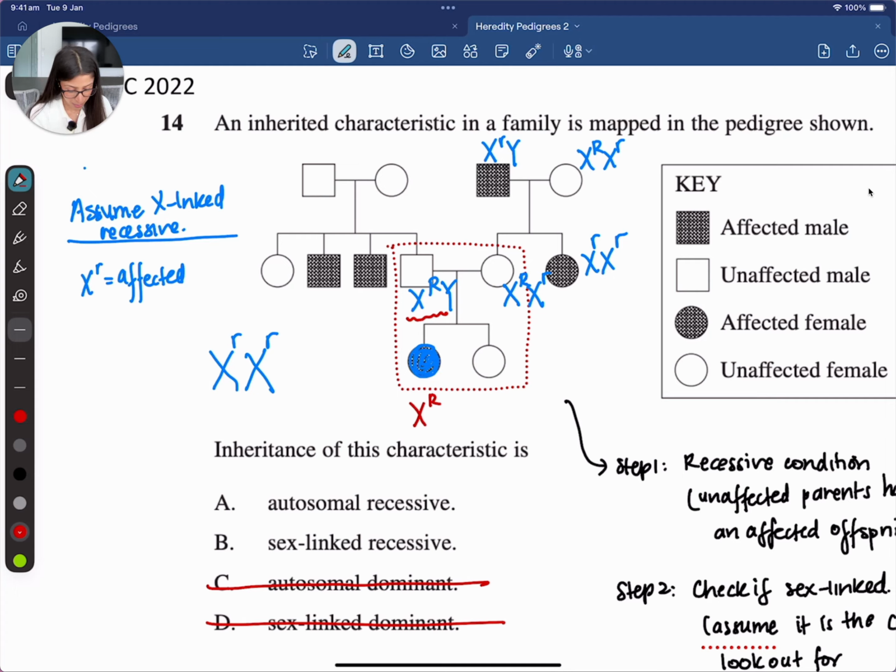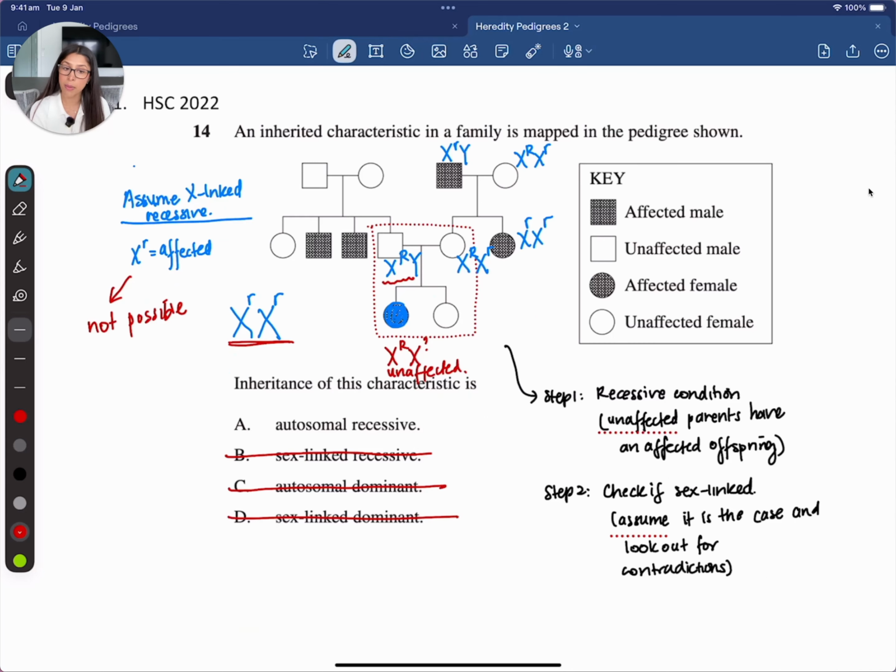Now, this is absolutely contradicting what she should be, which is homozygous recessive. No matter what she's inheriting from the mother, if I assume that the condition was sex-linked recessive, then this daughter should actually show up as unaffected. So this is a big contradiction. We definitely cannot assume that this condition is sex-linked recessive. So I would rule that one out. So now my answer would be A.